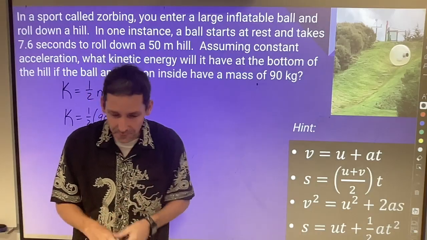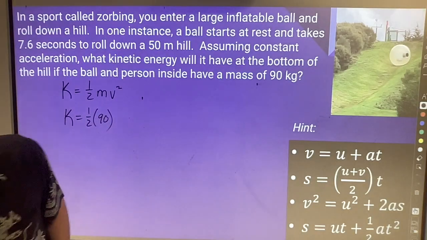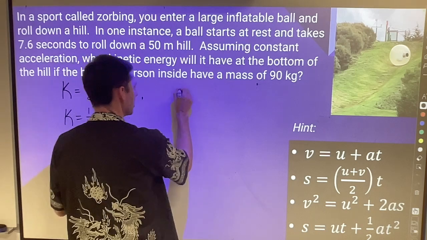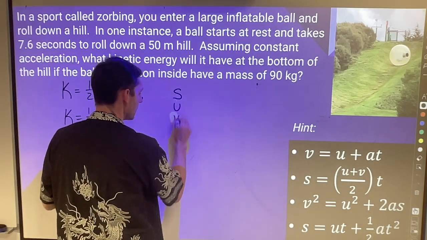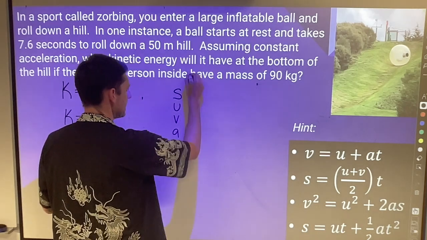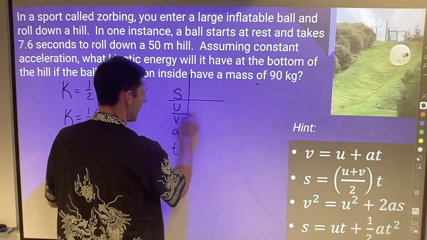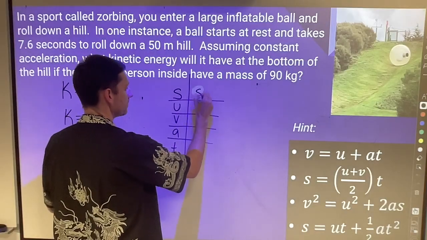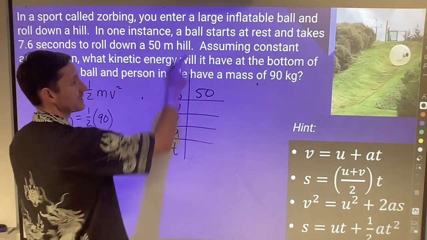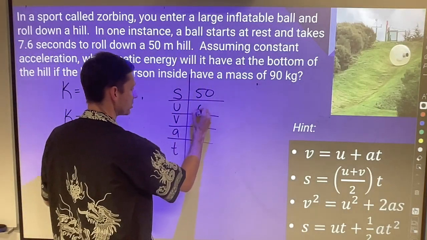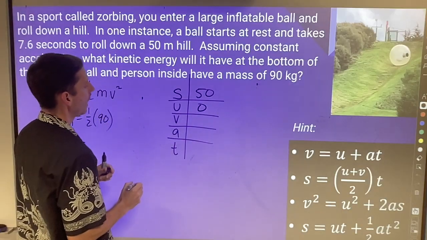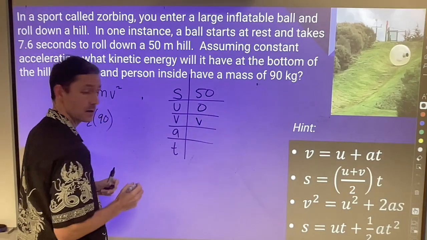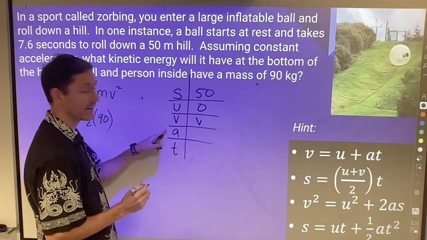Let's see if we can figure it out. So what information do we have? Let's write down our SUVAT. S-U-V-A-T. I know that my displacement is going to be 50 meters. I know it says it starts at rest, so my initial speed is 0. I'm looking for the final speed.